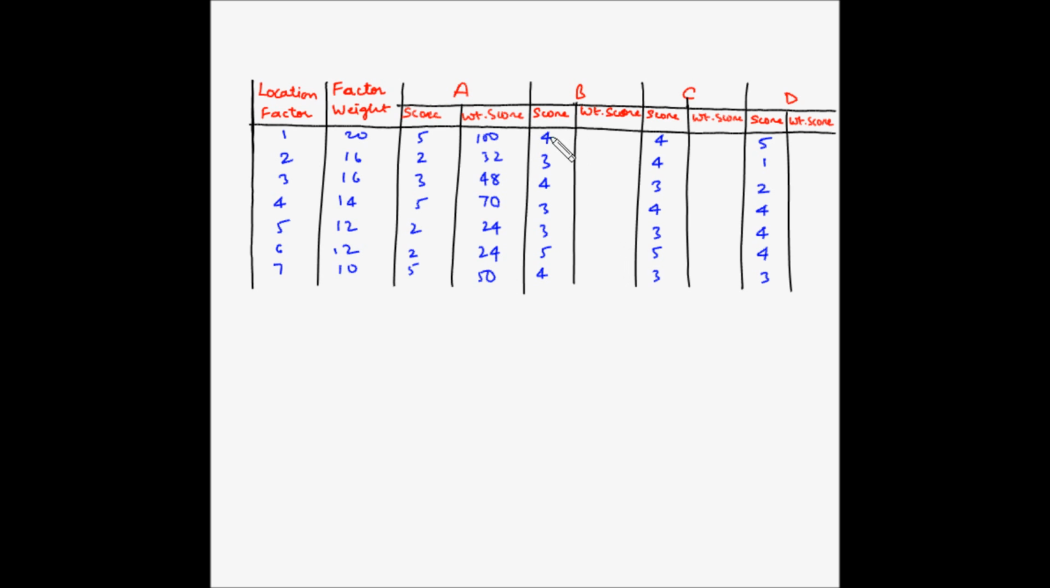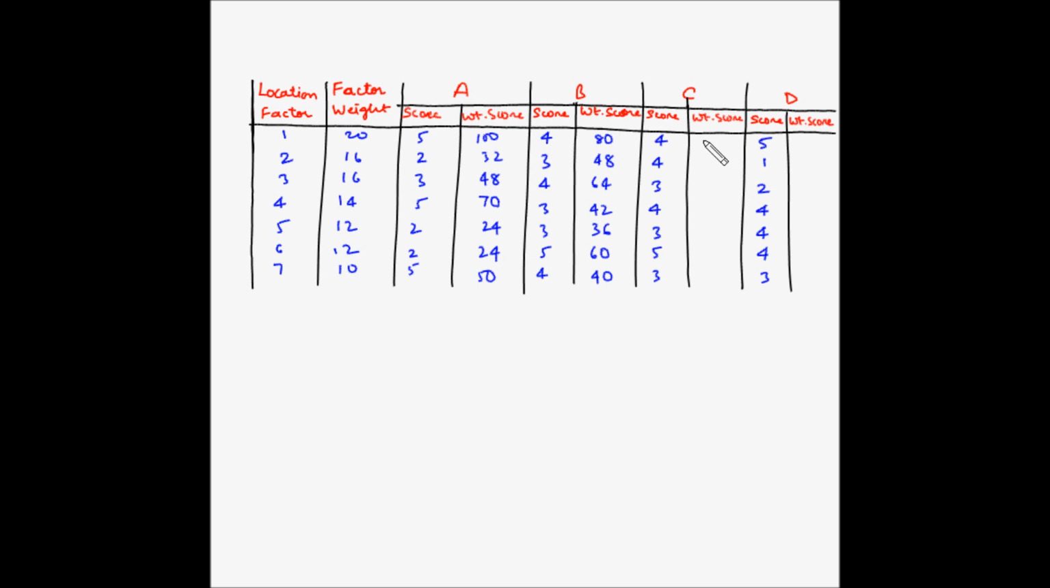For B, 20 4s are 80, 16 3s are 48, 16 4s are 64, 14 3s are 42, 12 3s are 36, 12 5s are 60, and 10 4s are 40.